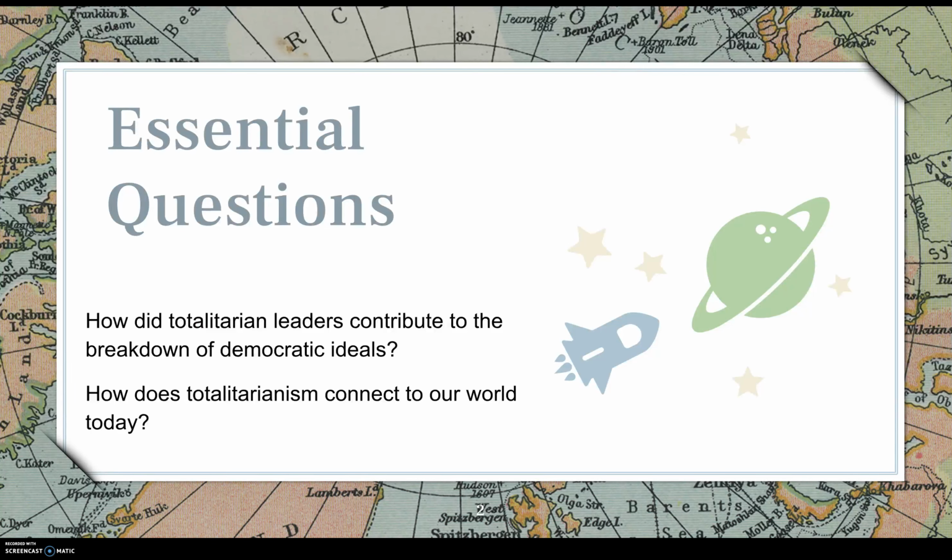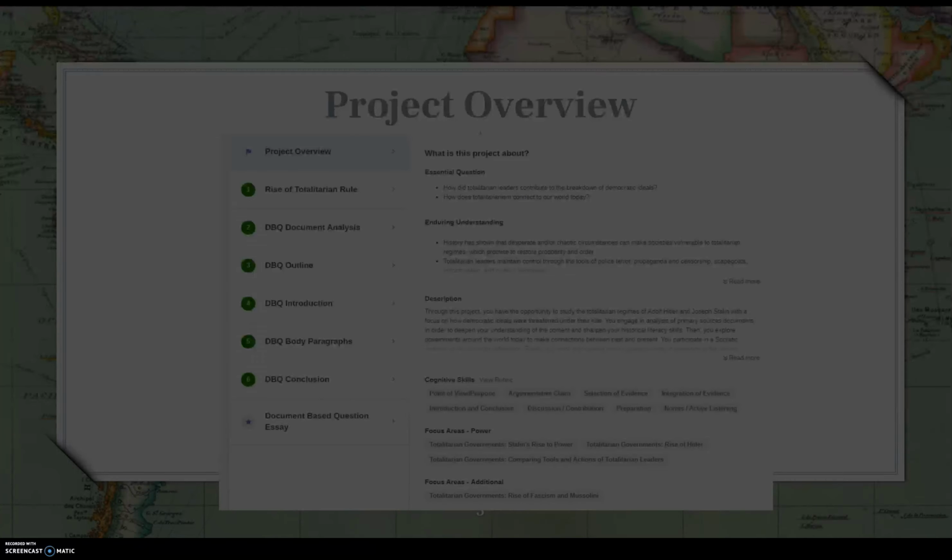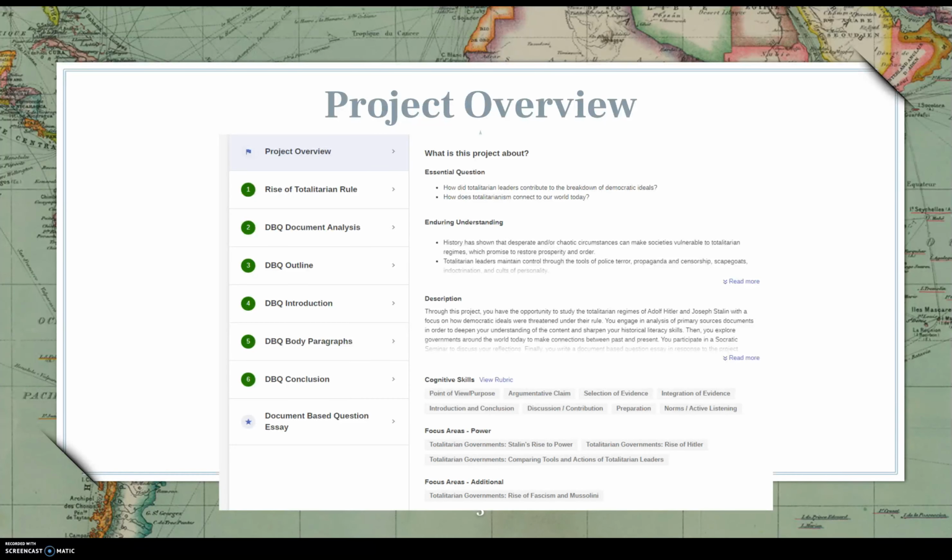Okay, if you remember the essential questions: how did totalitarian leaders contribute to the breakdown of democratic ideals, and how does totalitarianism connect to our world today? And the project overview, you're going to look at this. You see the rise of totalitarian rule, and it'll go over the DBQ document analysis. There's an outline, introduction, paragraph, and conclusion. So it's broken down really nicely.